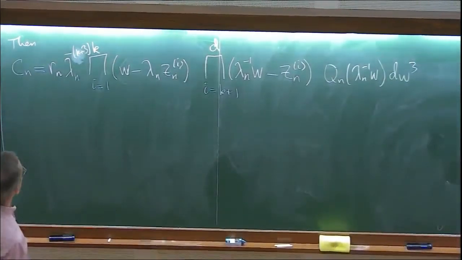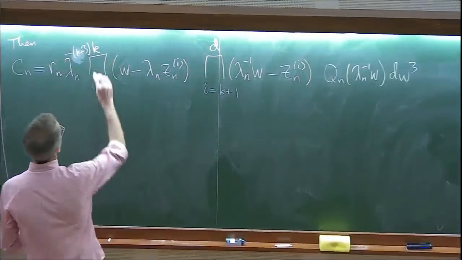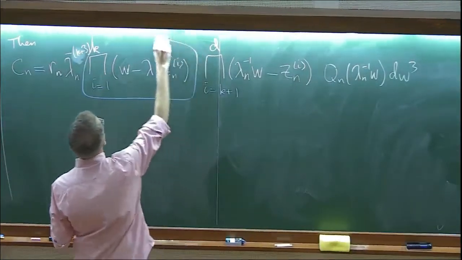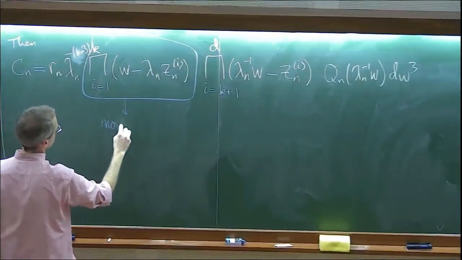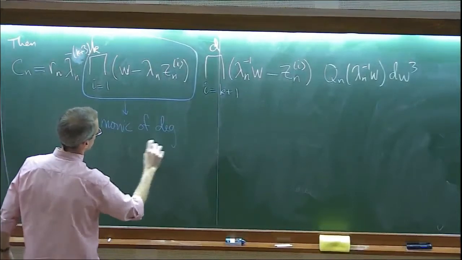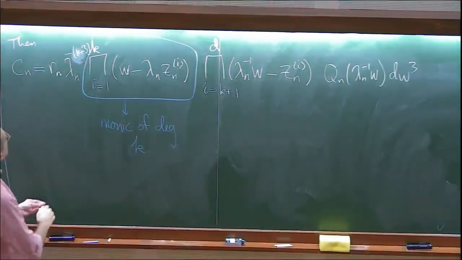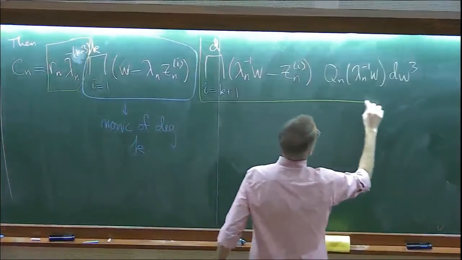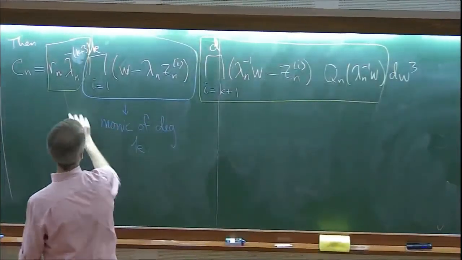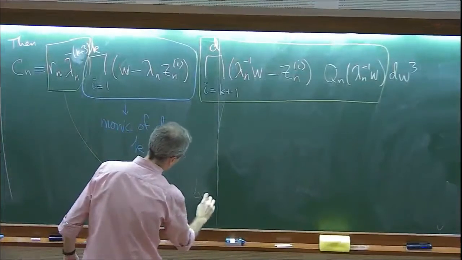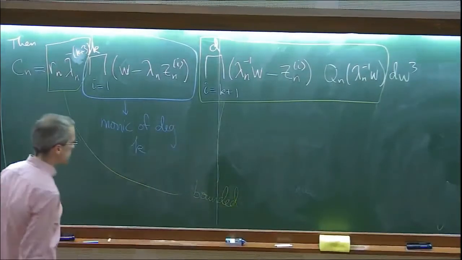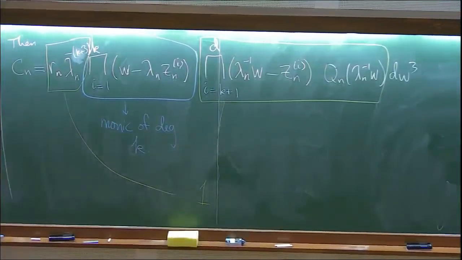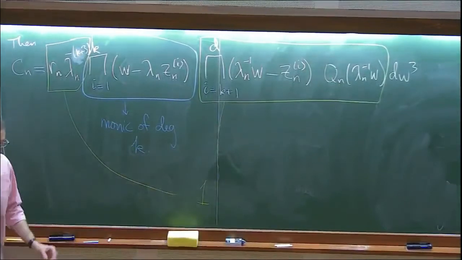So what would we want for this expression to converge nicely? What we'd want is for this part to converge to some monic polynomial of degree k. And the rest of it, which I'll put a yellow box around, should just be bounded away from 0 or infinity. Let's say, in fact, why don't we try to make the rest of it just equal to 1? How would we do that?